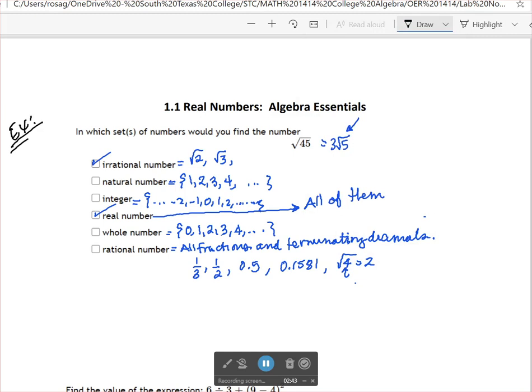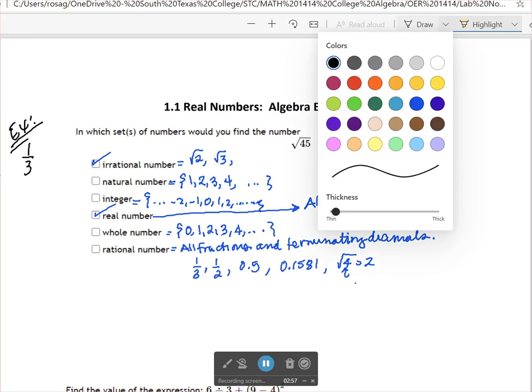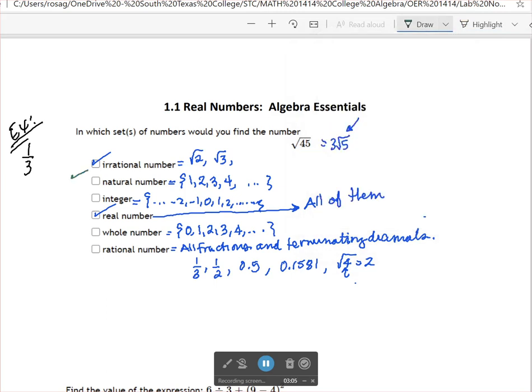So let's do another example here on the side. Let's make it more interesting. Let's get 1/3. So 1/3 is considered a natural number? No. 1/3 would be considered an integer? No, because it's a fraction. All of them are real numbers, so that's the first one you should always check off. It's not a whole number and it's a rational number. So you see how I select the ones that match.